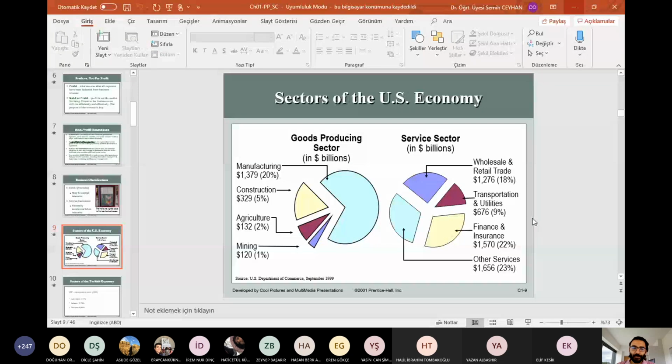So in goods producing, there are different sectors as well. Manufacturing means producing something. Construction means building up buildings, houses, households. Agriculture and mining, these are producing some substance goods. And service sectors: wholesale, retail trade, which means markets, right? Market selling. Transportation, utilities, the buses, trains, flights, these are also service sector.